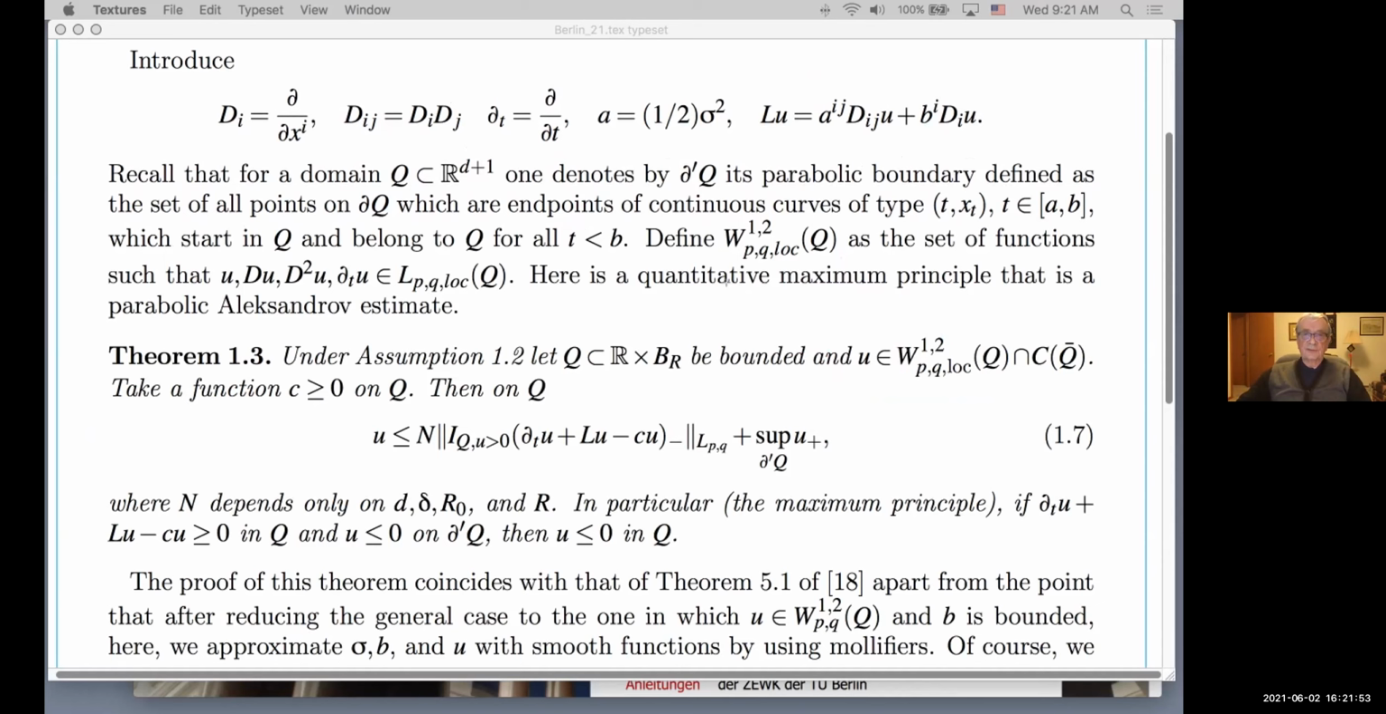So this is our parabolic boundary, and now W^{1,2}_{p,q} is the set of functions such that this derivative and the function itself belong to L_{p,q} locally in Q. Then here is the parabolic Alexandrov estimate. We have a domain Q in R times B_R. So this is a cylinder, an infinite cylinder, but we assume that Q is bounded, and the function belongs to W^{1,2}_{p,q}.